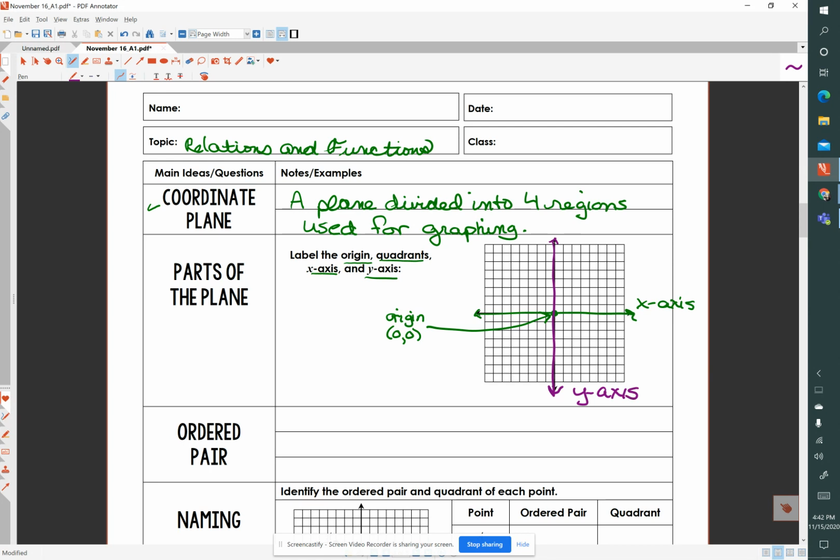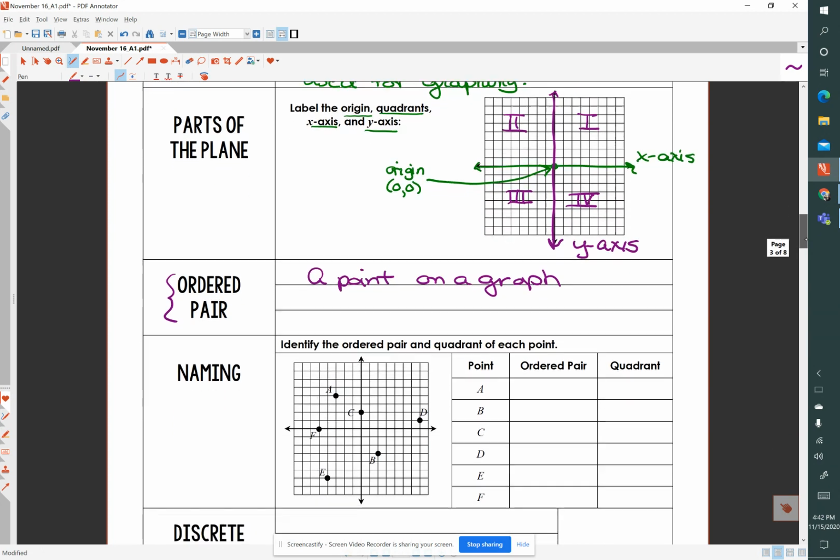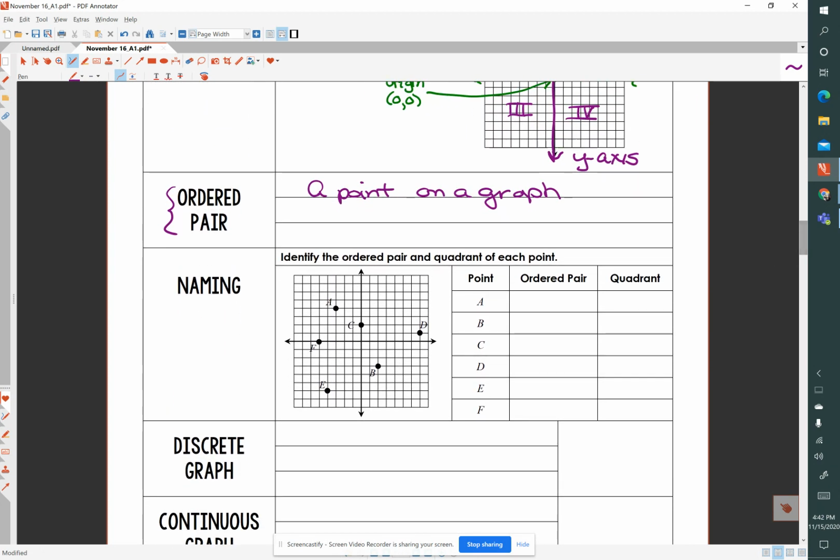And we're asked to label the quadrants. Now be careful, we're going in a counterclockwise direction. Quadrant 1, 2, 3, and 4, and yes, we use Roman numerals for those. An ordered pair is simply a point on a graph. So now we're asked to identify the ordered pair and the quadrant of each point on this graph.